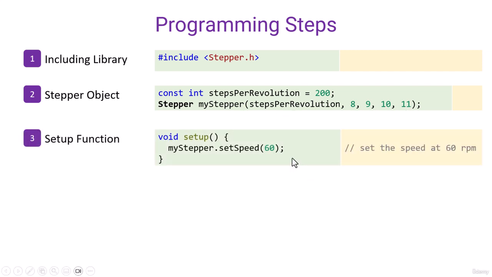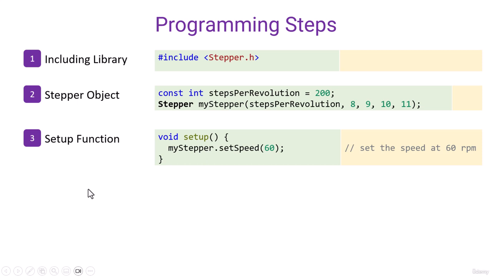The third step is setting up the function in void setup. Here you can set the speed at which the motor should make the movement, like here you can set the speed at 60 RPM. For that, the function we should use is first the object name, like myStepper here, dot setSpeed, and within the brackets you should mention the RPM at which the motor should rotate.